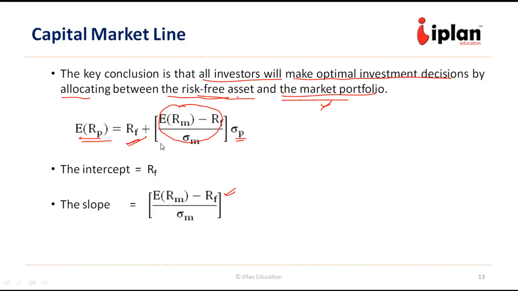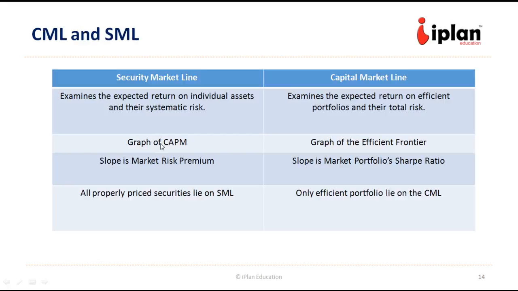Now let us compare the capital market line with the security market line for better understanding and clarity. The security market line examines the expected return on individual assets and their systematic risk. So here we are talking about systematic risk, and beta will give us a relative number with respect to the market. We are talking about individual assets here. While in the capital market line, we are examining the expected return on efficient portfolios and their total risk. So we are talking about the combination here.